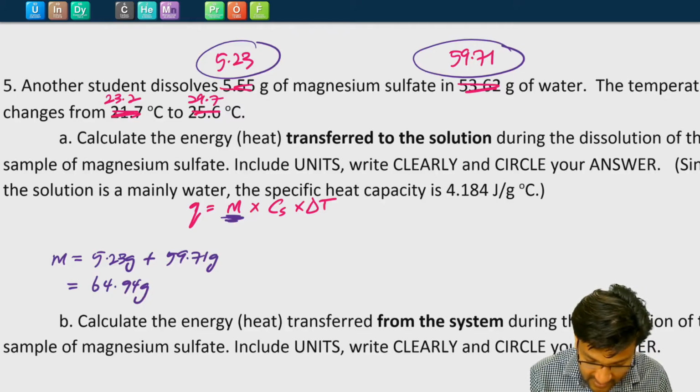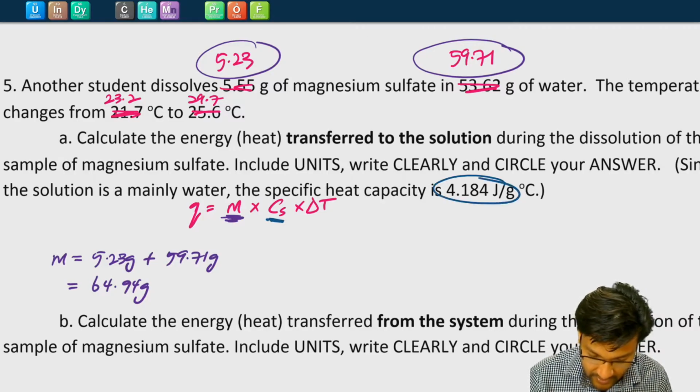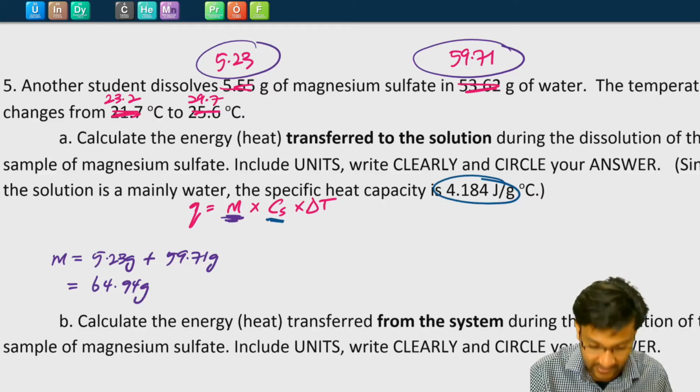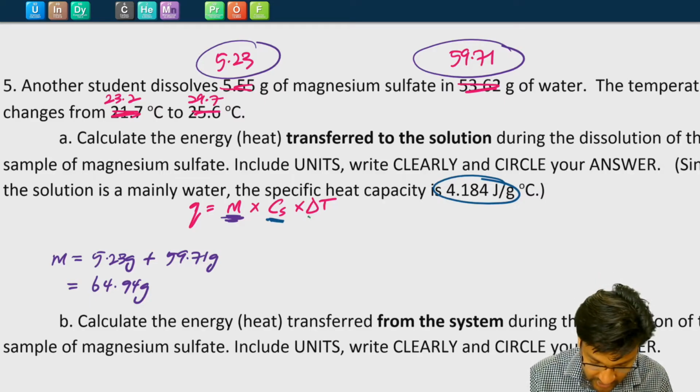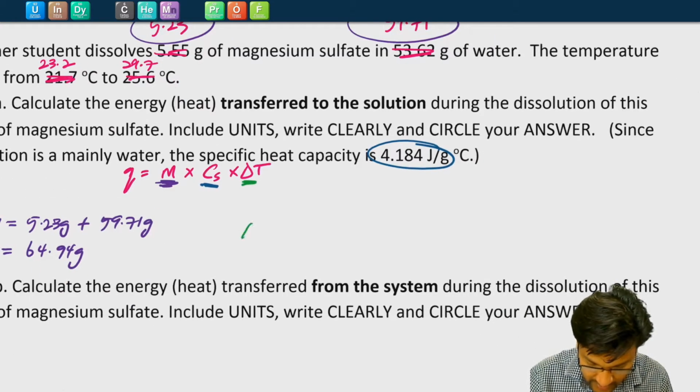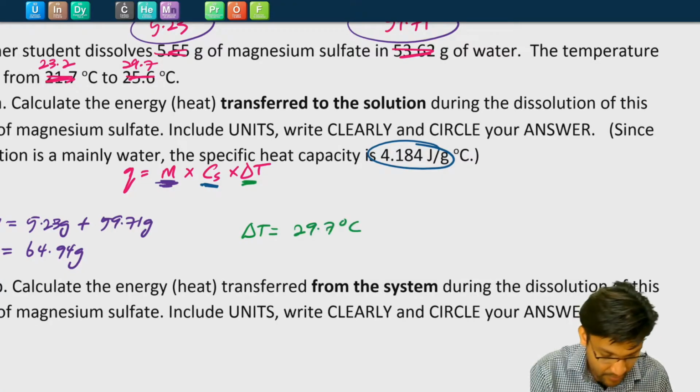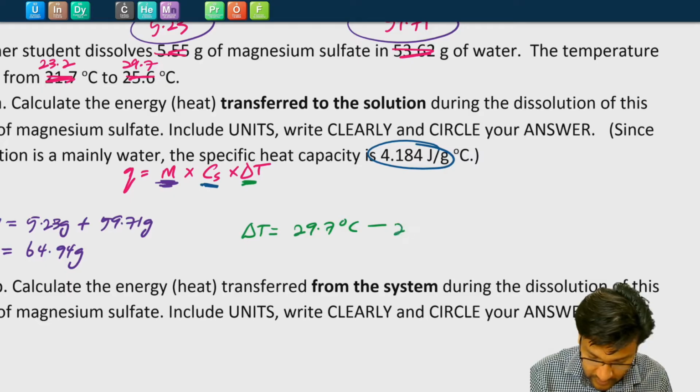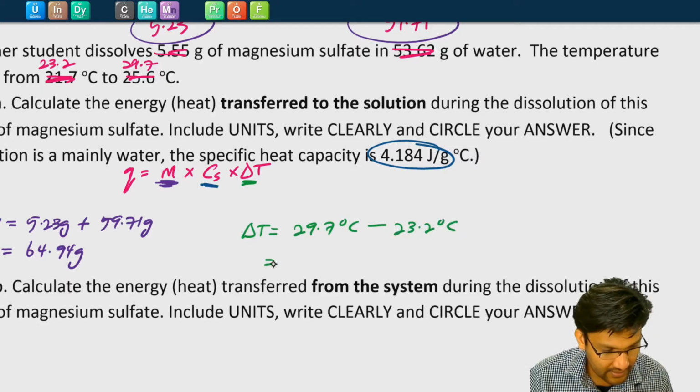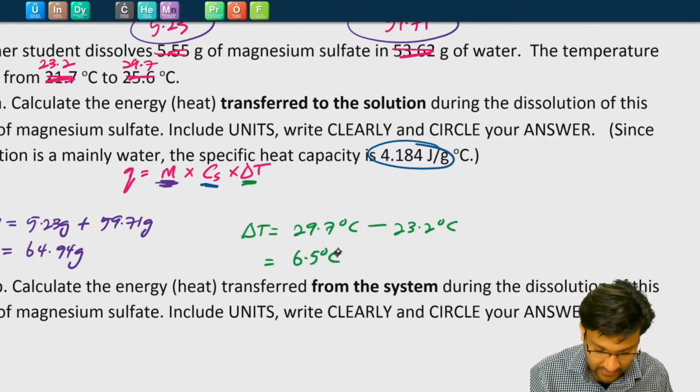Now, they give us the specific heat capacity of water, and we don't have to worry about that. That will be the specific heat capacity of the solution. Let's look at the temperature change. The temperature change will always be the final temperature, which in this case is 29.7 degrees Celsius, minus the initial temperature, 23.2 degrees Celsius. That gives us a temperature change of 6.5 degrees Celsius to 1 decimal place.